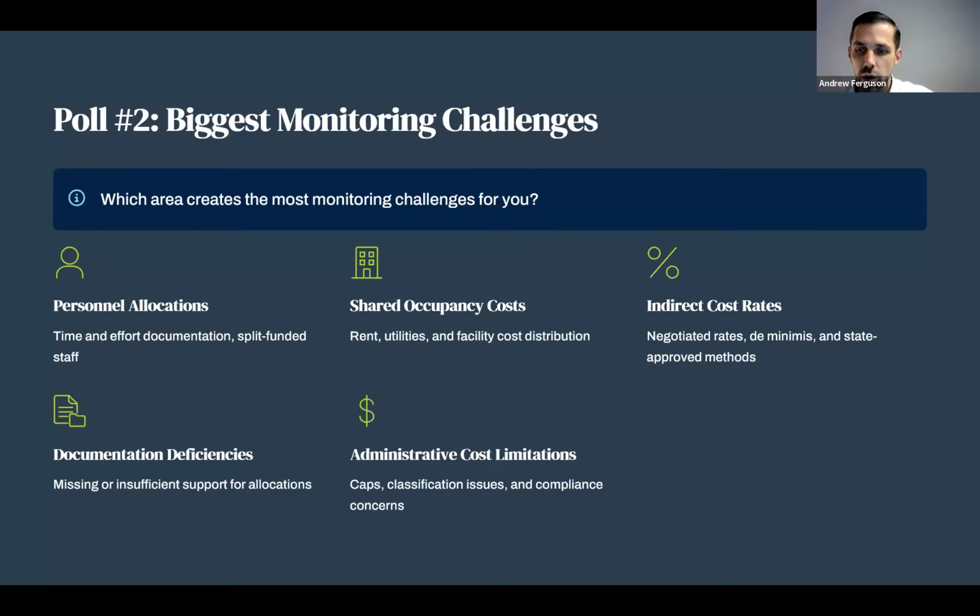All right, I just pushed our second poll question. This is a similar vein of just getting a good sense of where y'all are at today. Which area creates the most monitoring challenges for you personally? Is it the personnel allocations, the shared occupancy cost, indirect cost rates, documentation deficiencies at the agencies being monitored, or perhaps even administrative cost limitations? We have some great observations. Yes, CSBG traditional admin type tasks can be direct program tasks when it comes to CSBG.